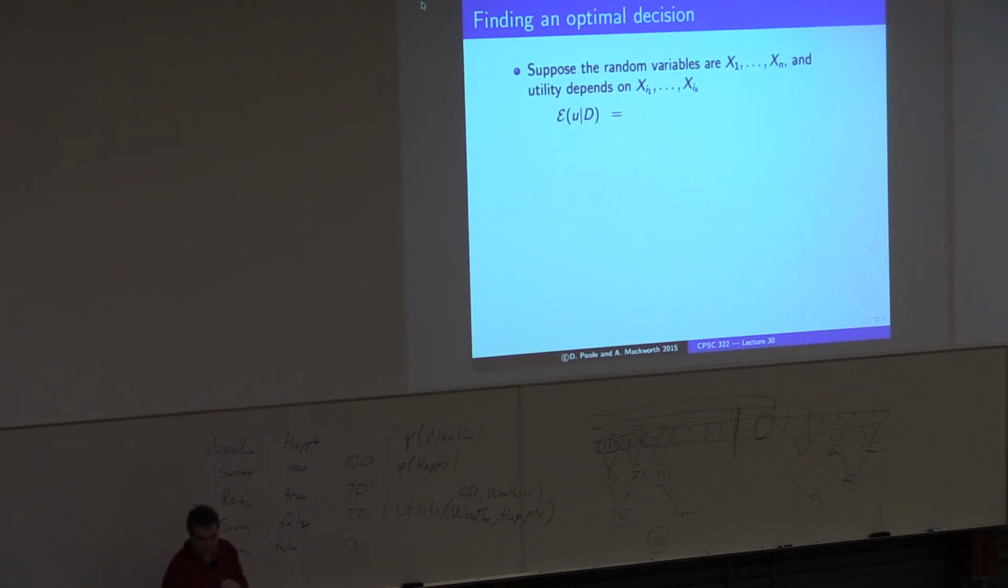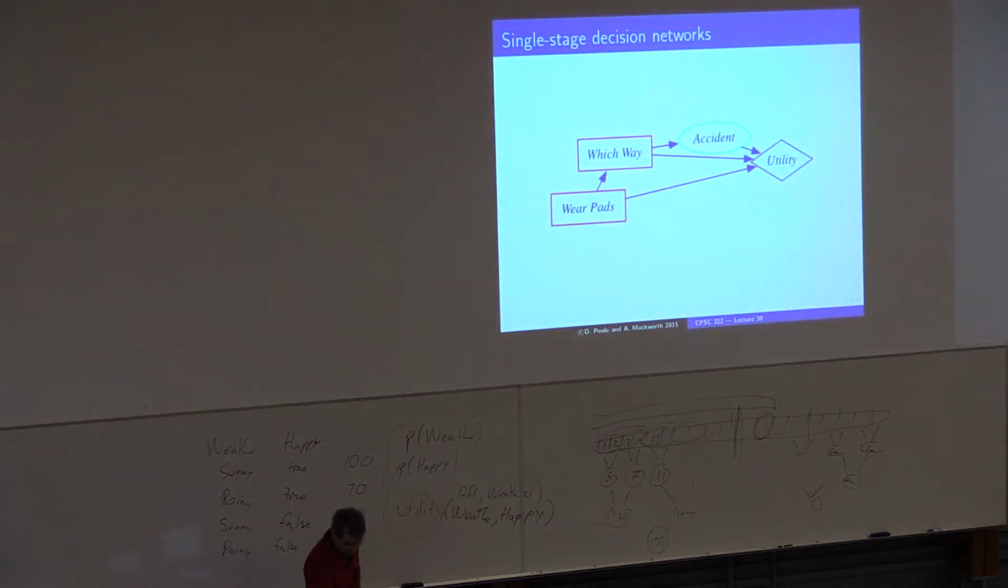So now we've got a whole lot of random variables x1 to xn, and we have the utility that depends on some subset of these variables, like we did before. So if we look in this one here, you've got the utility as a function of which way, where pad's, and accident, and the random variable here is just accident.